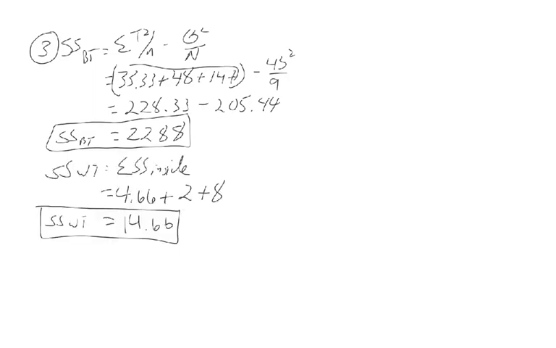SSWT, which is the sum of SS inside each condition. So again, that was from our data summary table. We have the SS values. We had 4.66, 2, and 8. And all I've done is add them together. Pretty simple.